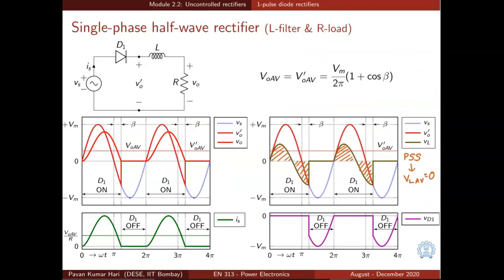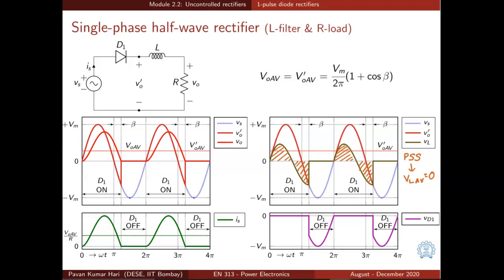What is the average output voltage in this case? VO average is equal to VO dash average. And why is that? Because the average voltage across an inductor is 0 in periodic steady state.